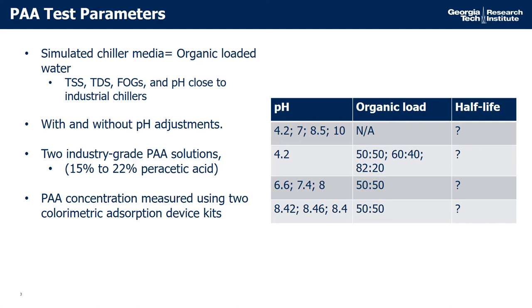And speaking of PAA, we used two industrial-grade solutions provided by our partners. They ranged in concentrations from 15 to 22% PAA. For measuring the concentrations of PAA in our studies, we used two colorimetric absorption kits, one from Masters Company and one from Chemetrix. The PAA concentrations from both kits provided similar results for each measurement.